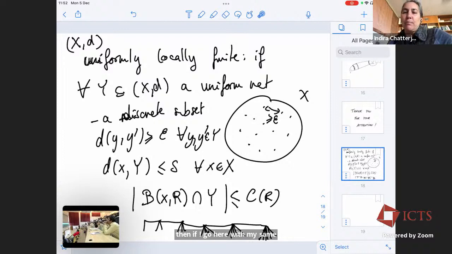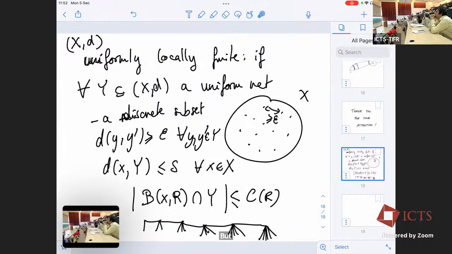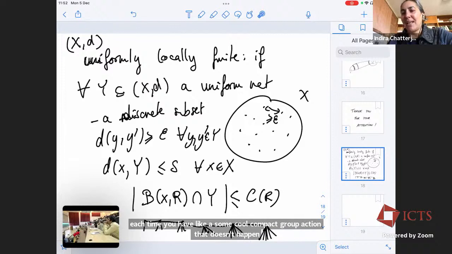Yes, sir. Thanks a lot. But each time you have some co-compact group action, that doesn't happen. But I didn't want to assume any co-compactness. So just, yeah. Thank you, ma'am.